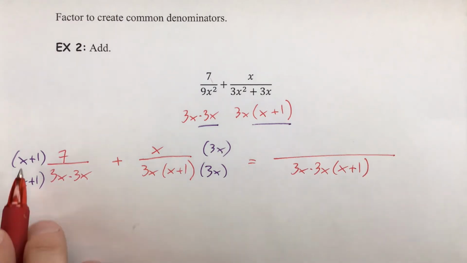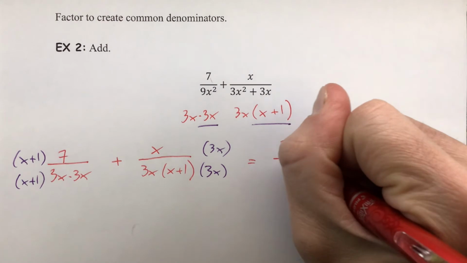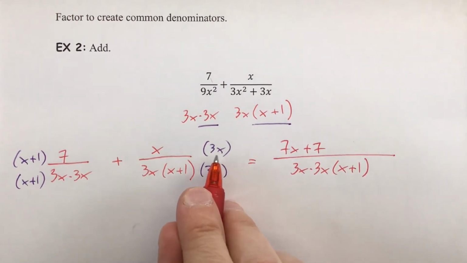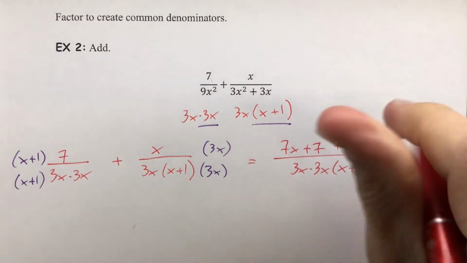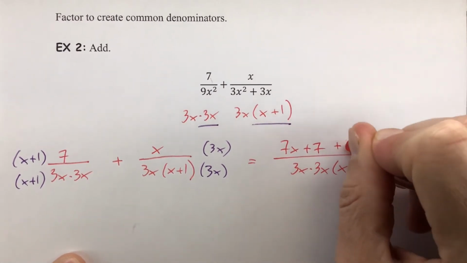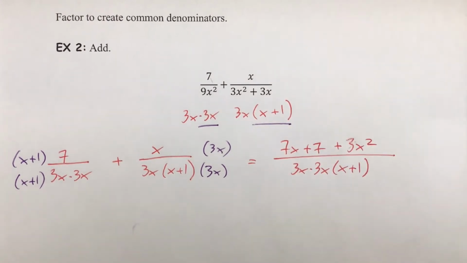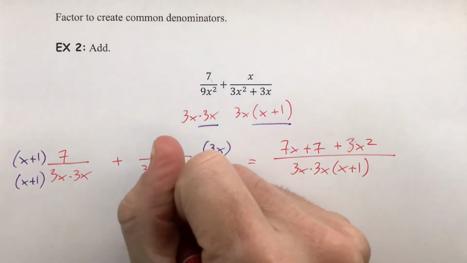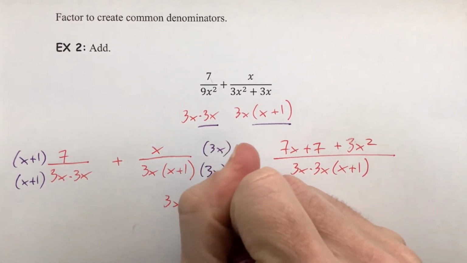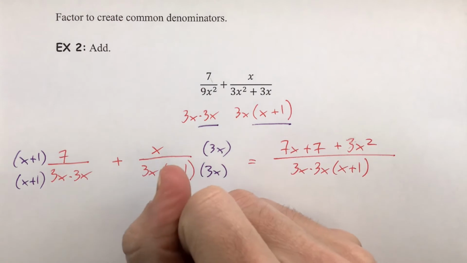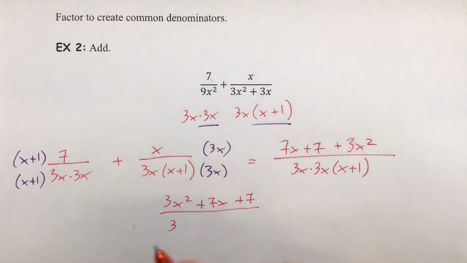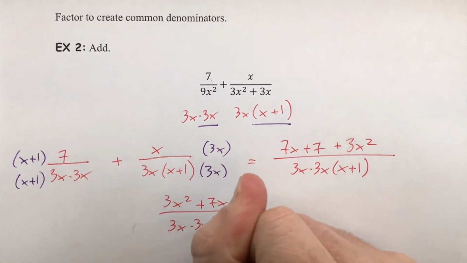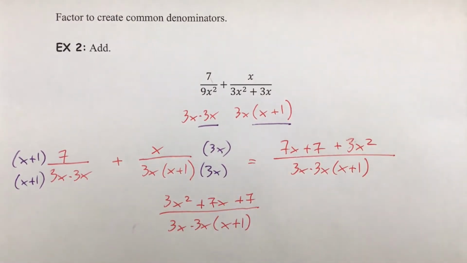Okay, now for the top, we're going to need to multiply and see what we get. So we're going to get a 7x plus 7. Over here, you're going to get 3x squared. Okay, so what we end up with here is a quadratic polynomial that is not in standard form. Let's go ahead and fix that up. All right, now we'll have one more task to do.